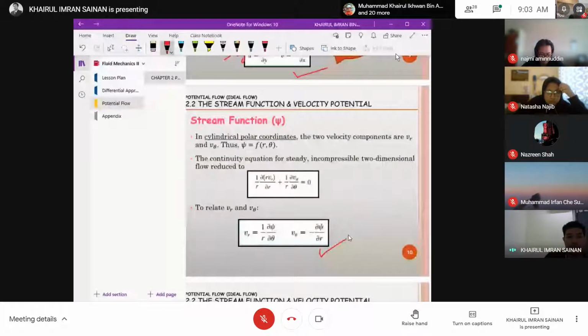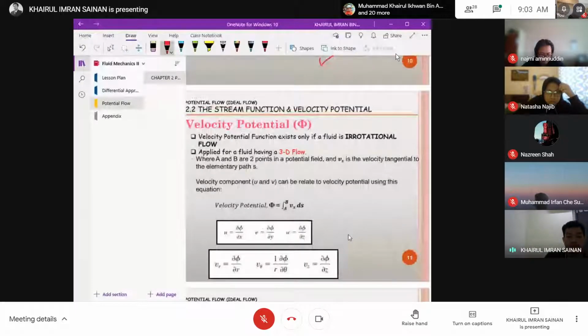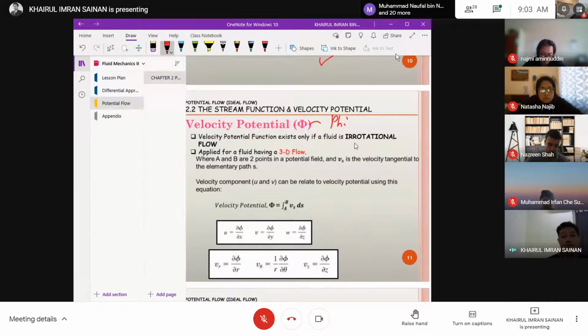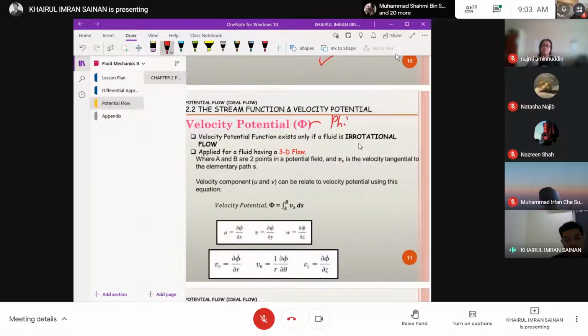Okay, next we go to velocity potential. For velocity potential, we call this phi. Yes, now it is psi, now it is phi. So phi is for irrotational flow only. Later you check whether the flow is rotational or irrotational. I gave you the equation on how to check that one. So the equation will be this.